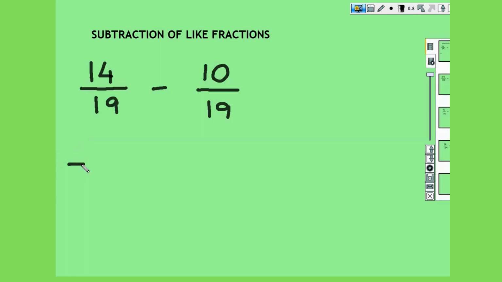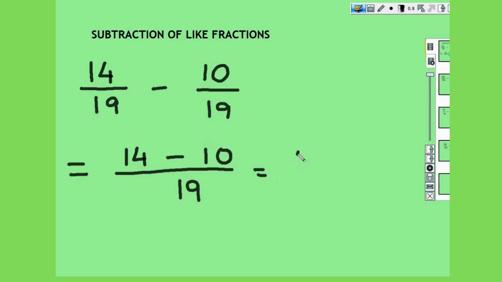When we have a common denominator, we don't need to do anything else. We write down the common denominator over here as 19, and then we just subtract the numerators, and we get 4 out of 19. That's it. That's what we need to do. Let's go for the second sum.